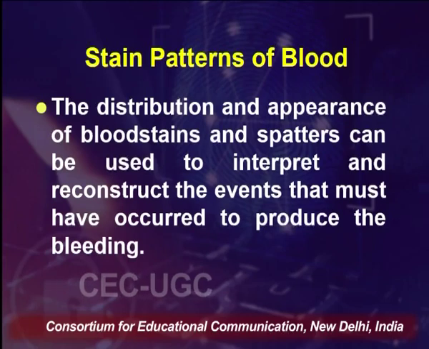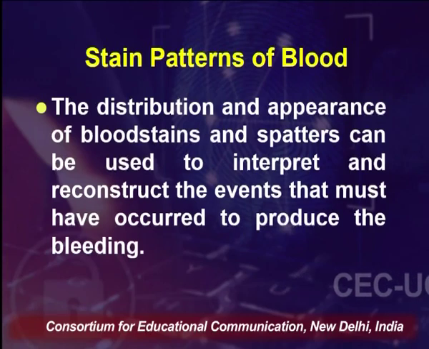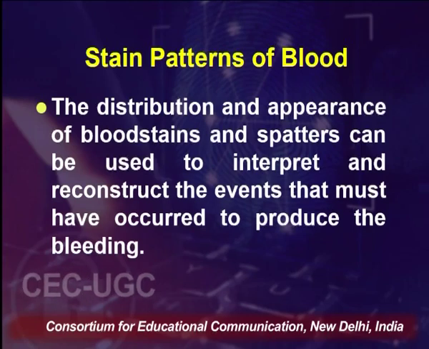The distribution and appearance of blood stains and spatters can be used to interpret and reconstruct the events that must have occurred to produce the bleeding. The weapon used by the criminal to kill the victim will give a different distribution pattern depending upon in what way, on what surface, at what force, and which kind of weapon is used. If any arm or ammunition is used, that will have a different blood spatter pattern. If a sharp knife is used, it will give a different stain pattern, and if the weapon is, for example, a hammer, that will give us a different blood stain pattern.